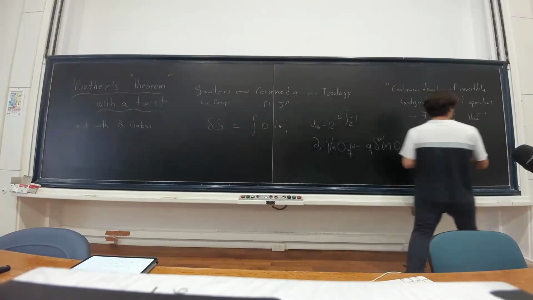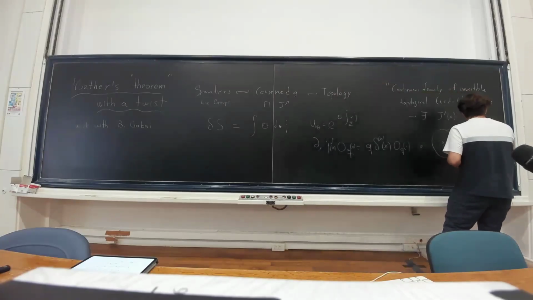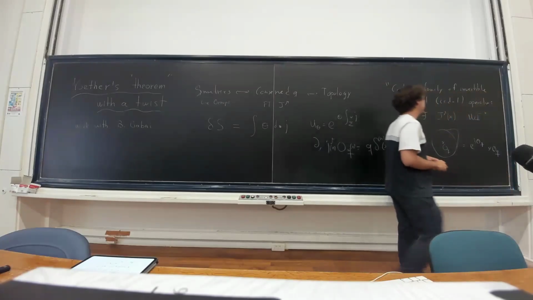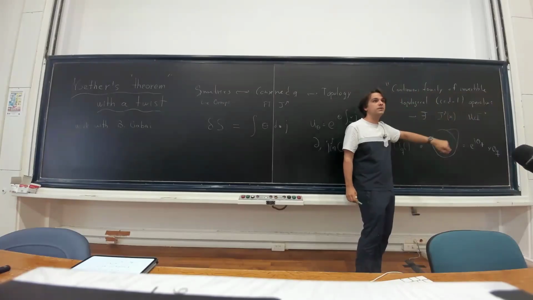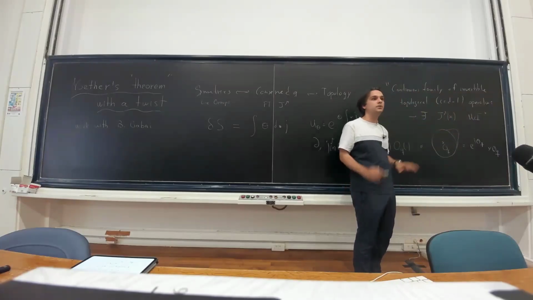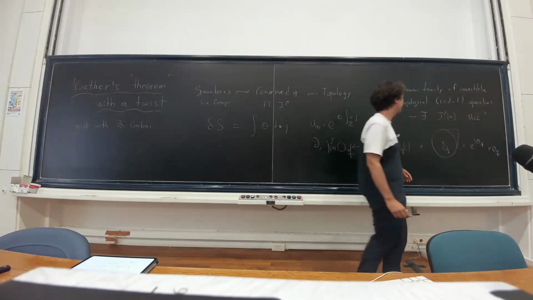And in fact, this is the same as e to the i theta q times the insertion of the operator. Okay. So this is the assumption that I have this continuous family. For most of this talk, I'll restrict myself to a usual U(1) symmetry for simplicity.